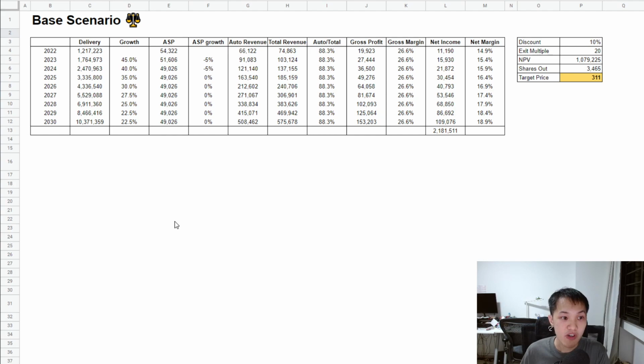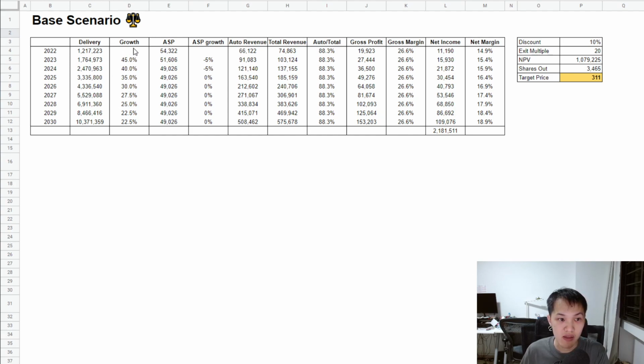Okay, this is the first one, the base scenario. The base scenario means that this is my best guess on what the future will be, right? So I started out with the delivery numbers, which is about 1.2 million. This is the recent four quarters, from Q4 last year and the first three quarters this year up to Q3 this year. And then this is the growth rate.